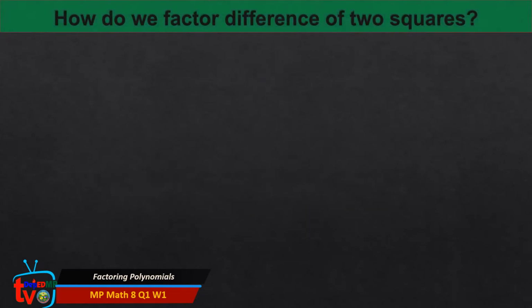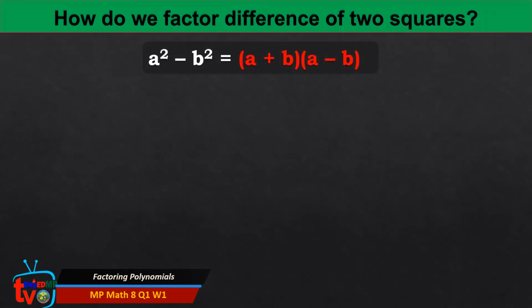How do we factor a difference of two squares? Let's take a look at the pattern. So we have here a squared minus b squared. This is the difference of two squares. The factors of this expression would be the quantity a plus b, the quantity a minus b.